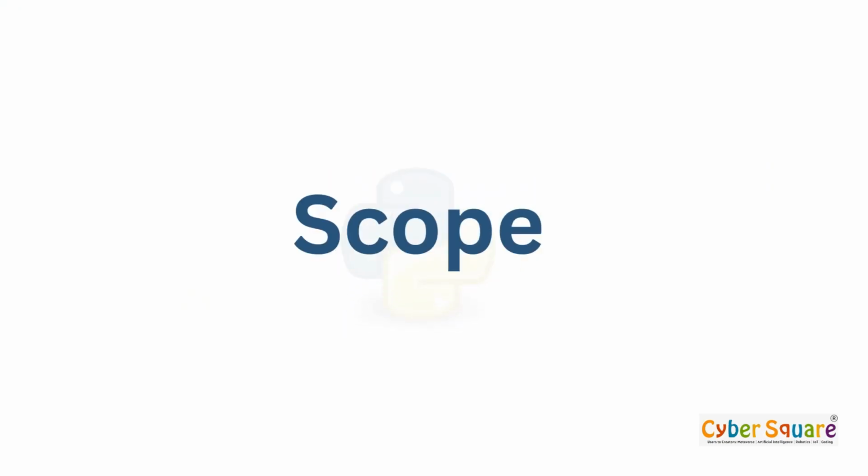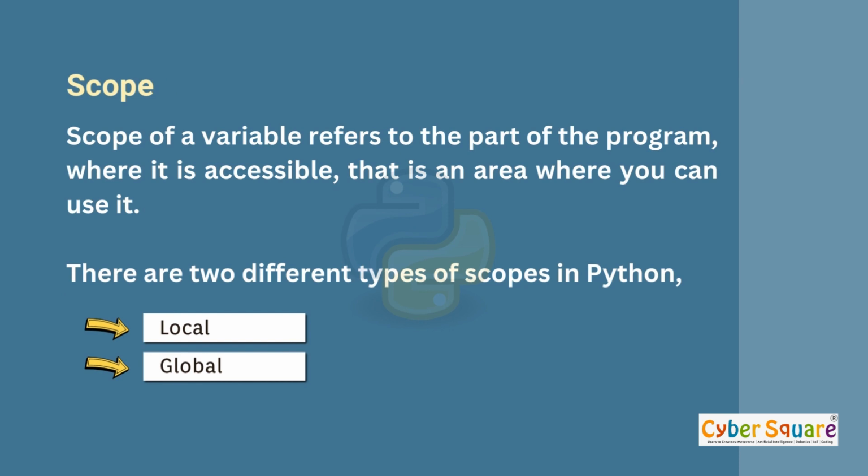Let's start by discussing what scope actually is. Scope of a variable refers to the part of the program where it is accessible, that is, an area where you can use it. There are two different types of scopes in Python, that is local and global.